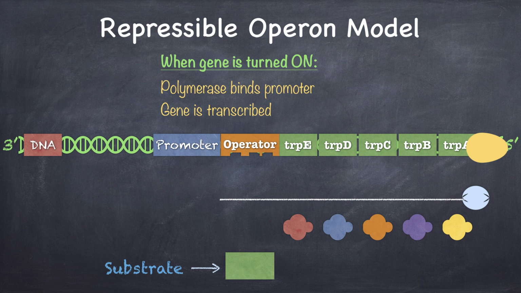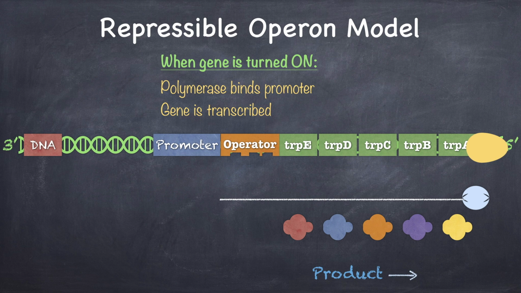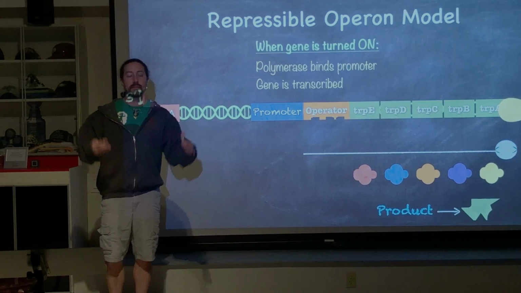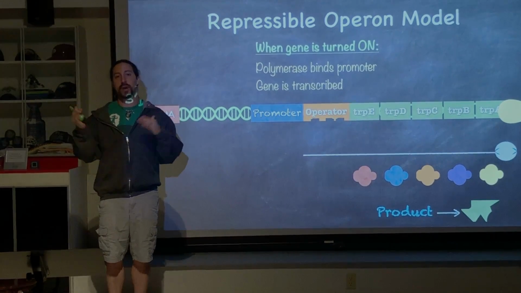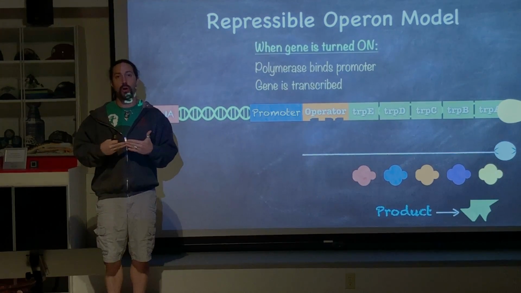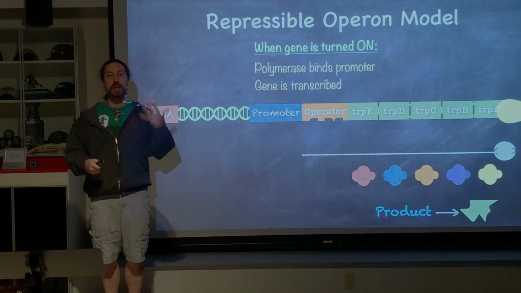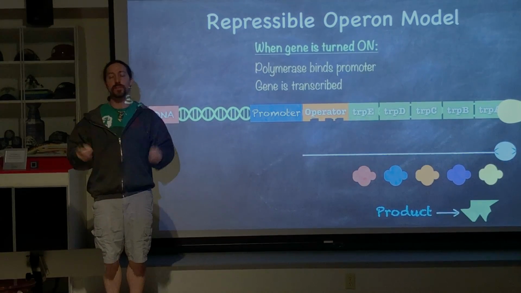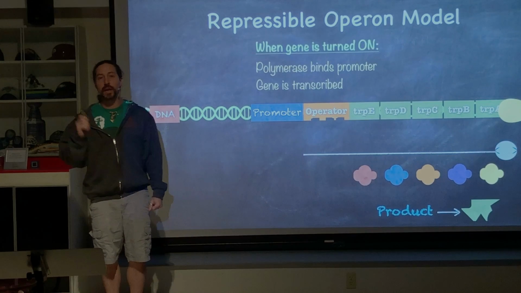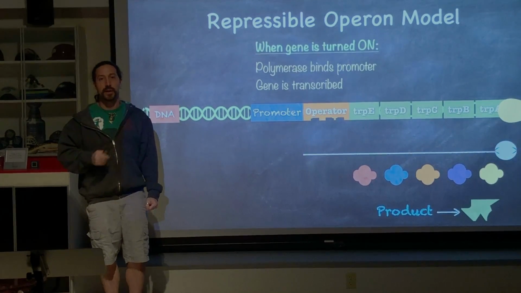Just as before, the substrate is what goes into our first enzyme, and then out of our last, our fifth enzyme, would be our product. So this operon is turned on at this moment. But what happens when you have enough of the product and you don't want to produce it anymore? Then we need to turn these genes off.